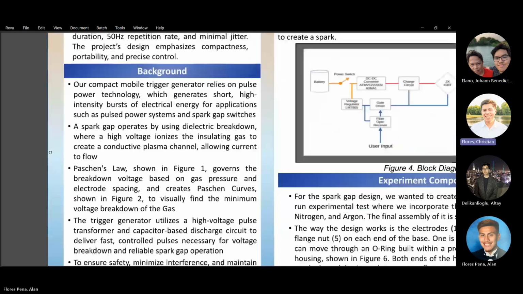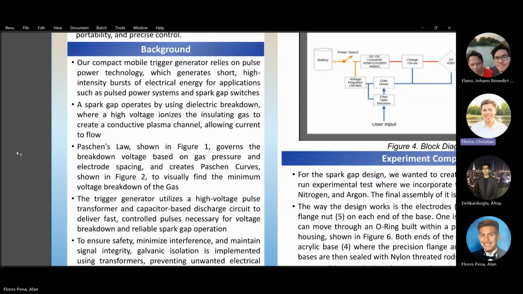Moving on to the background, our compact mobile trigger generator relies on pulse power technology, which generates short, high-intensity bursts of electrical energy for applications such as pulse power systems and spark gap switches. So how does the spark gap operate? By using dielectric breakdown, where a high voltage ionizes the insulating gas to create a conductive plasma channel, such as an arc, allowing current to flow between 2 electrodes.